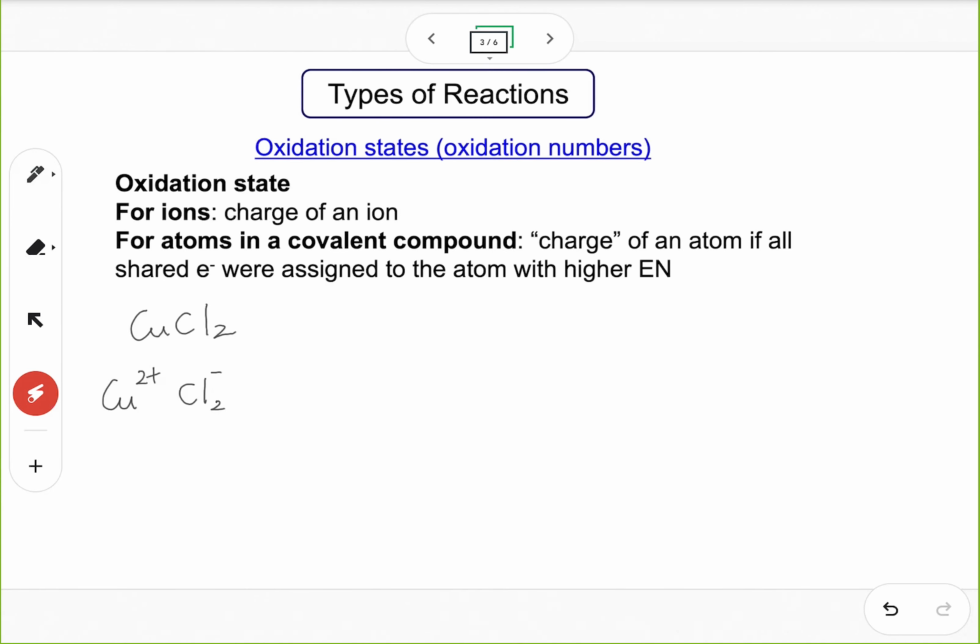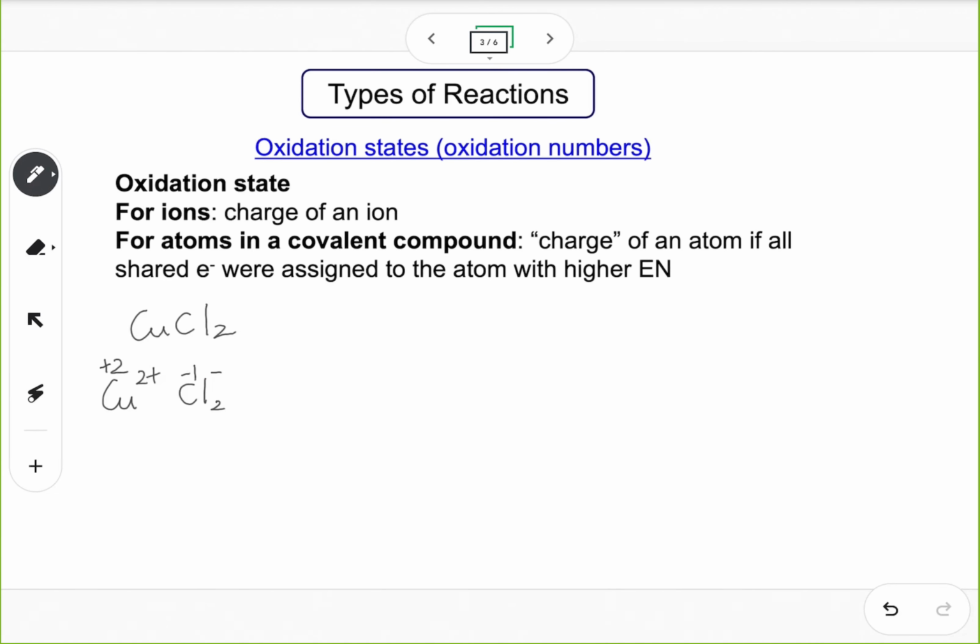Okay. Now, how do we assign oxidation states for both ions? According to the definition here, the oxidation state of an ion would be the charge of the ion itself. Therefore, for copper 2 plus, the oxidation state would be positive 2. For chloride, since the charge is 1 minus, we didn't show you the 1 there, but you should know that this is 1 minus. Okay, so the oxidation state would be negative 1.